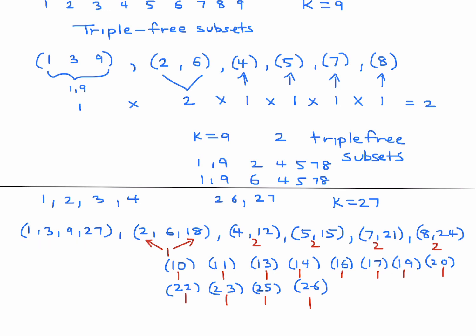Now we come to this one. This is new. Okay, well, how do I select this? Well, I can select the 1 and the 9. That's valid. I can select the 3 and the 27. And I can select the 1 and the 27. All of these 3 are fine. So there are 3 ways to select from there.